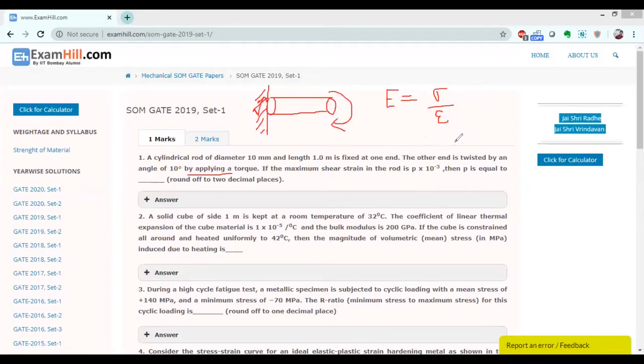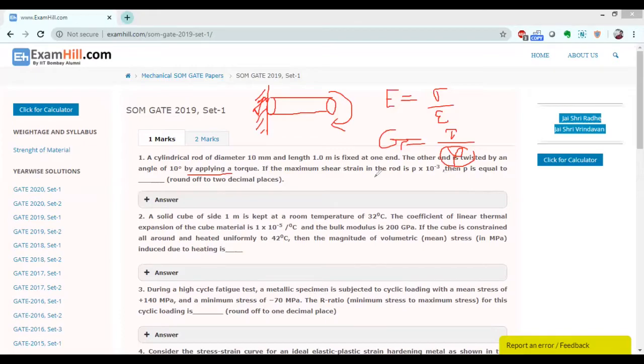But if you consider rotational, then you will have the corresponding term, like shear modulus. Shear modulus G is equal to tau, shear stress, upon shear strain, gamma. This is the analogy with linear, and this is rotational. Shear stress upon shear strain. So in this question, we have been given the shear strain, P into 10 to the power minus 3. We need to find the P.